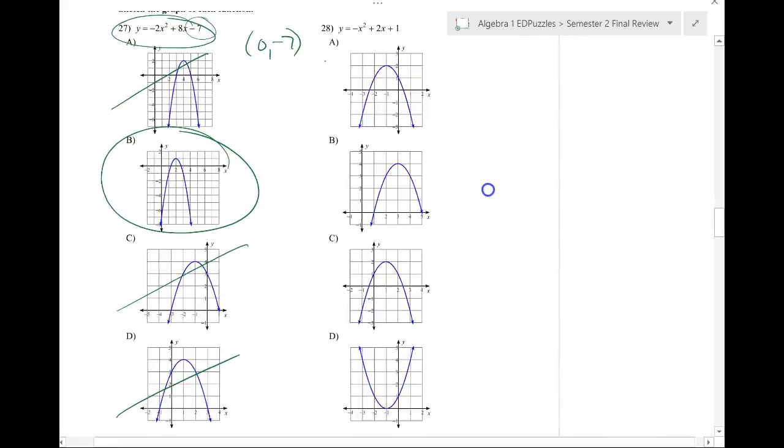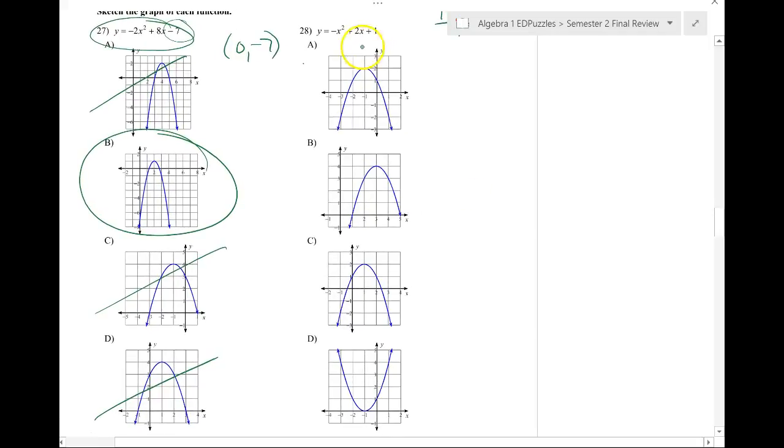Okay, so now the next one. Okay, so it's a -x squared, so then we know it has to go down, just like this one was negative, so this all had to go down. So I know it's not d, because it should be going down. Okay, the next thing is, what's the y-intercept? The y-intercept is 1, or it's at (0, 1). Okay, so that could be a, not b, but it also could be c.